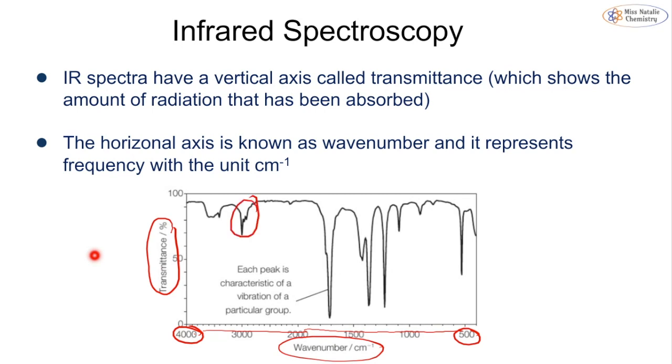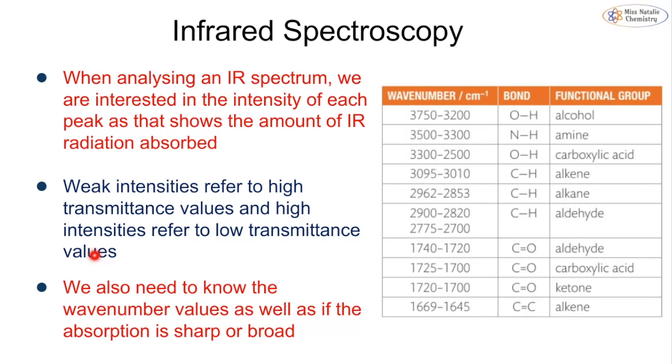Now, each of these peaks that I'm circling here will all be characteristic to the vibration of a specific group. So when the molecule is absorbing the infrared radiation, each of its functional groups will absorb a specific amount and it will cause a stretching vibration, and we will then see a peak on the spectra compared to that. When we're looking at an infrared spectrum, we are interested in the intensity of each peak because it shows how much radiation has been absorbed. So if we have a weak intensity, it refers to a high transmittance value, and high intensities refer to a low transmittance value. That just tells us how high or low the peak is going to be.